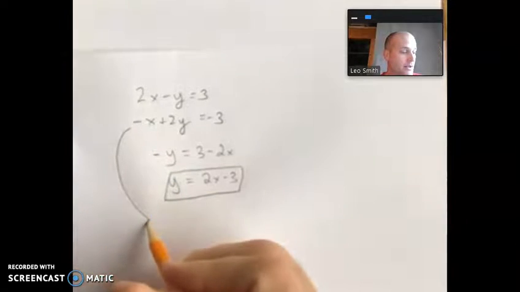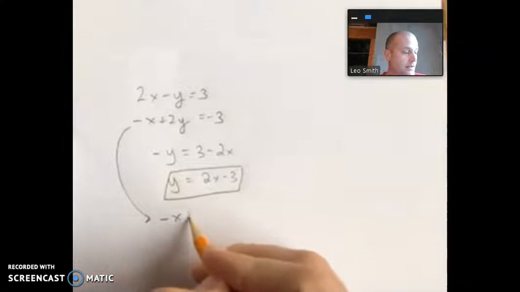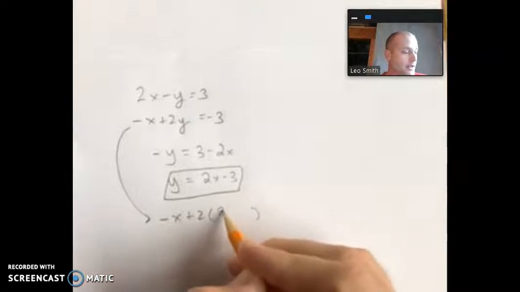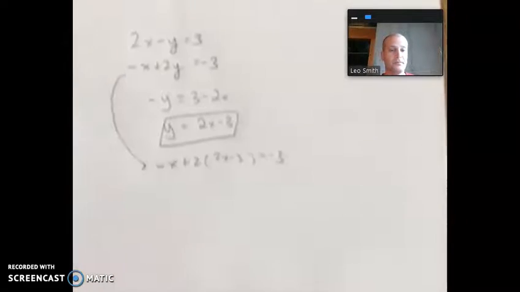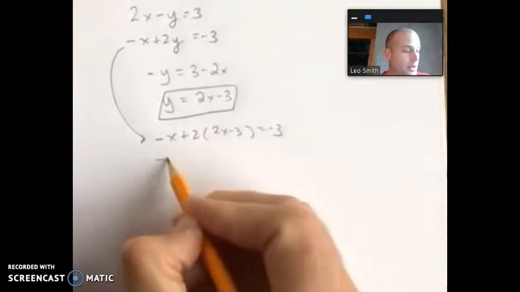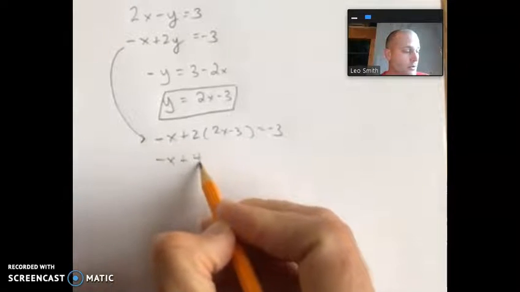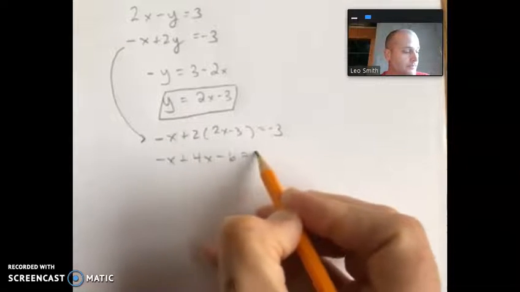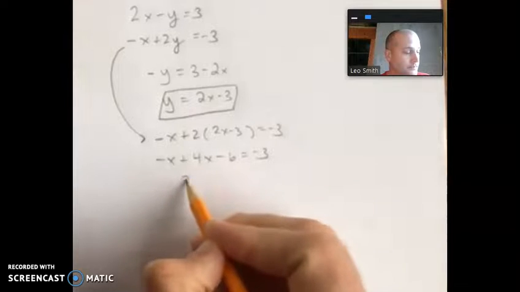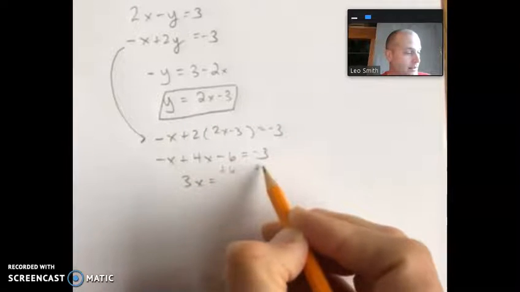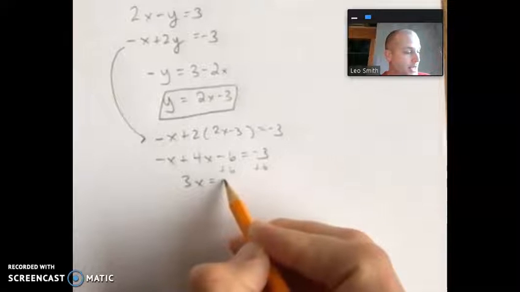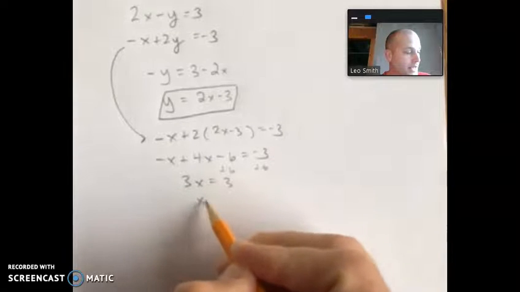So I'll take this other equation and write negative x plus 2 times (2x minus 3) is the same as negative 3. When I solve this equation, we'll remember to distribute the 2. I'm going to add the 6, combine like terms. So 3x equals 3 is the same as x equals 1.